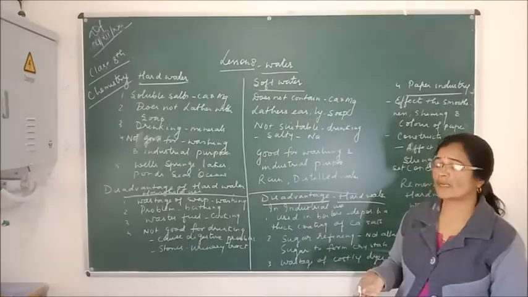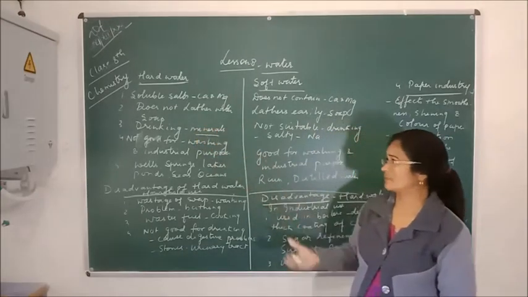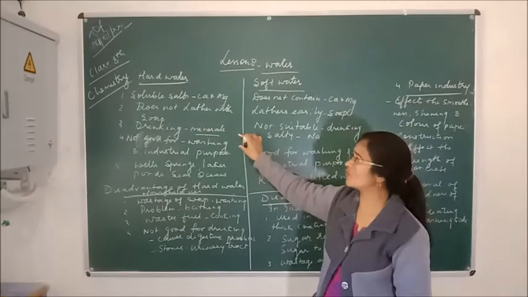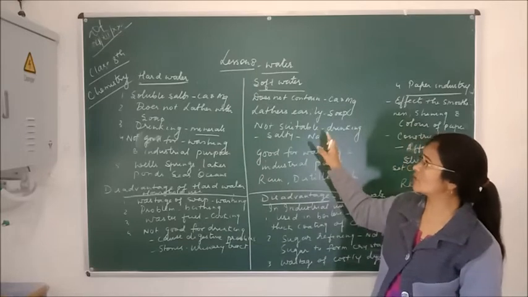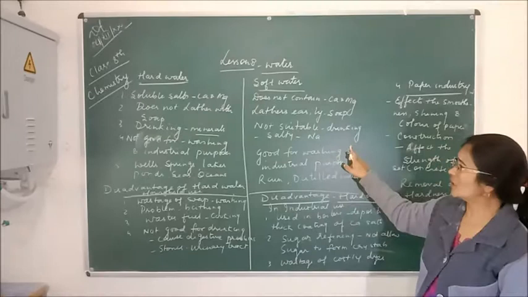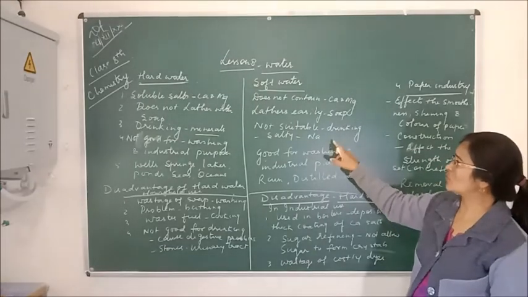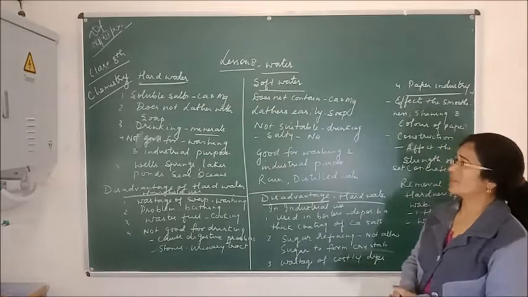These calcium and magnesium are minerals that are also useful for our body. That's why hard water is good for drinking, whereas soft water does not contain salts of calcium and magnesium, so it is not suitable for drinking. But it has some sodium salts which can be suitable for drinking.